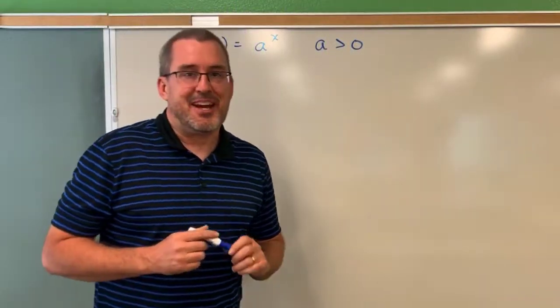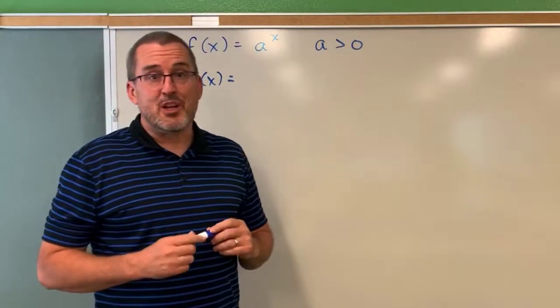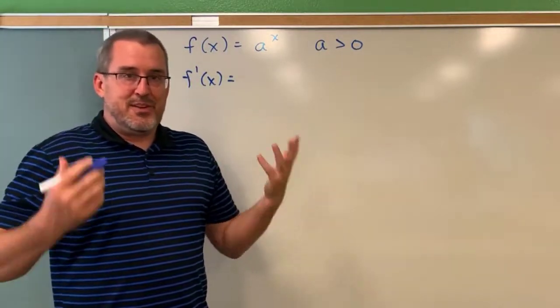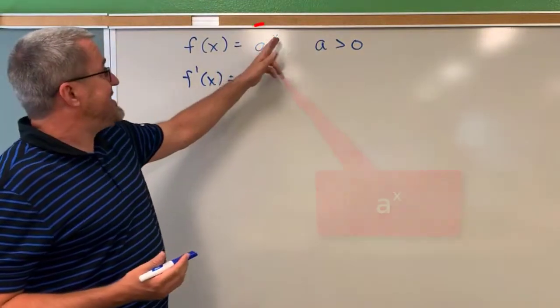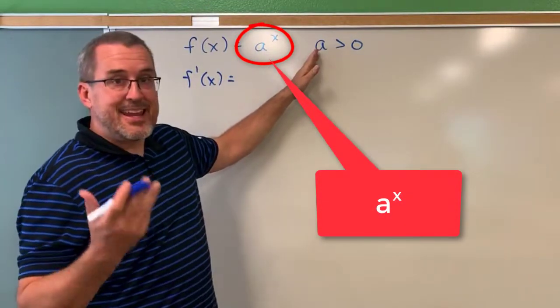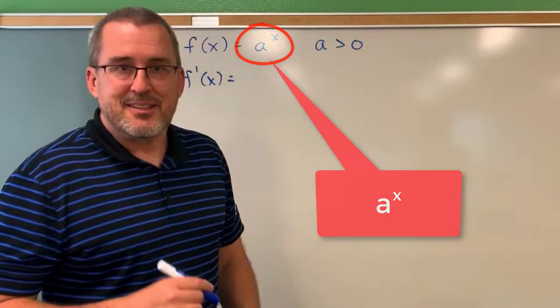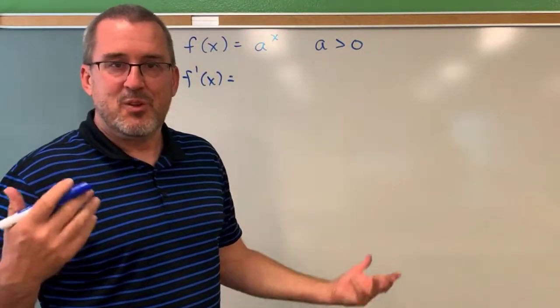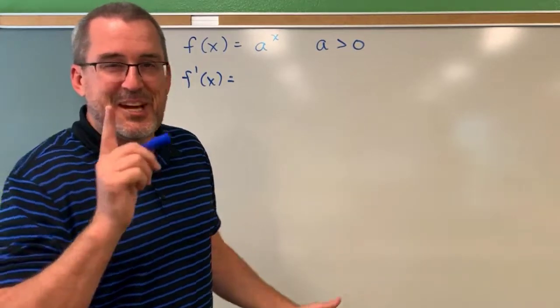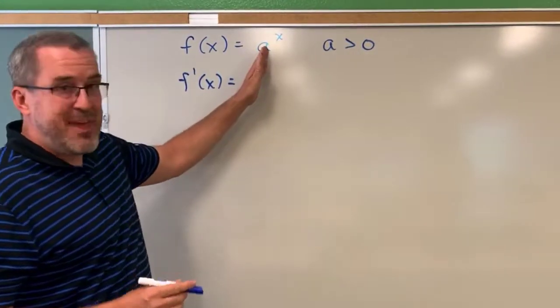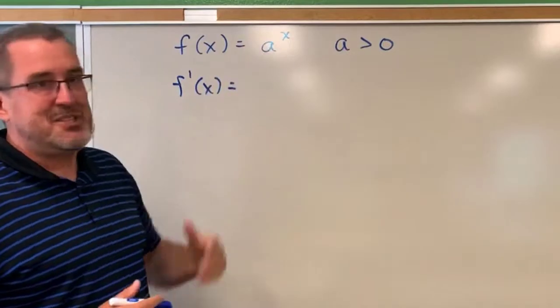My name is Dr. Scott Adamson, and today we're going to look at taking the derivative of a function of the form a to the x, where a is any number greater than 0. The reason I'm saying that is because 0 to the x, for example, wouldn't be all that exciting. Let's talk about exponential functions where we have a base greater than 0 and see what the derivative might look like.